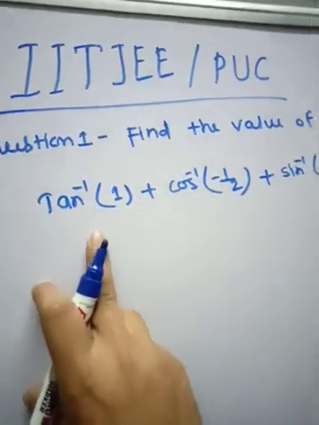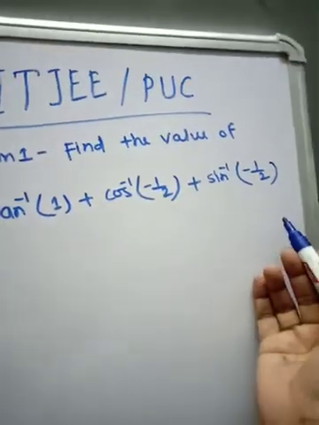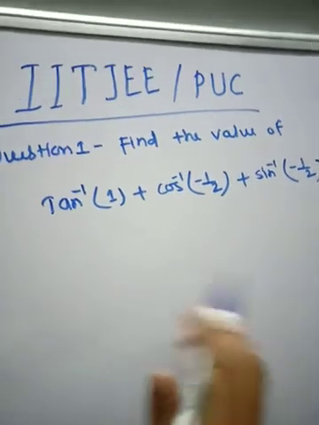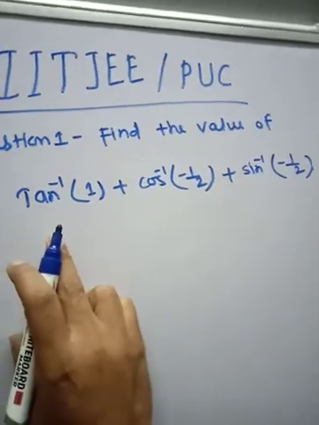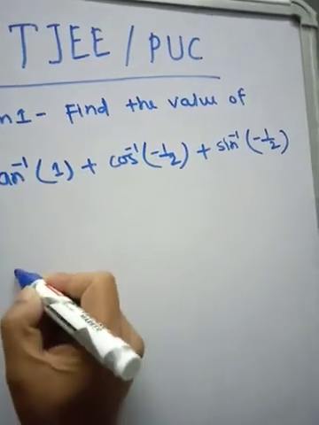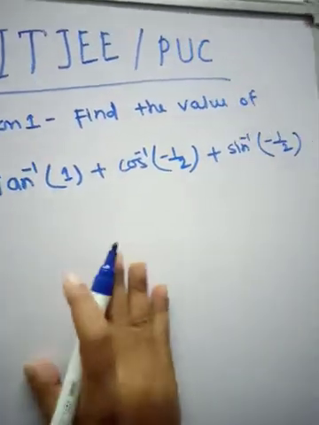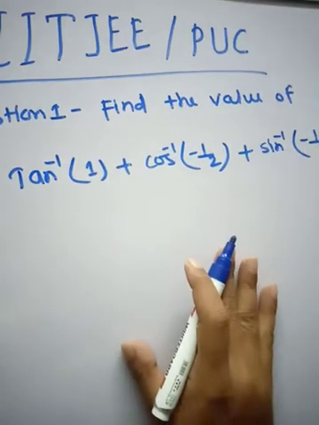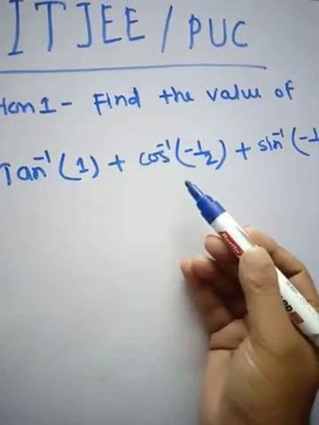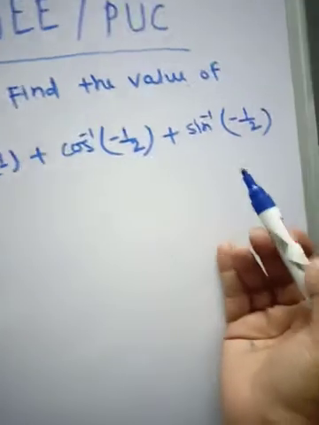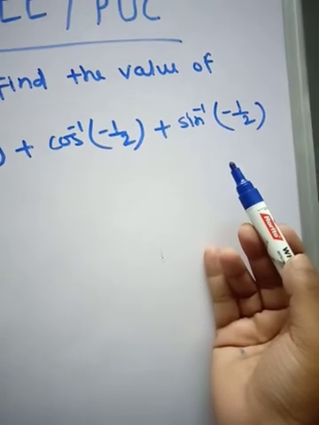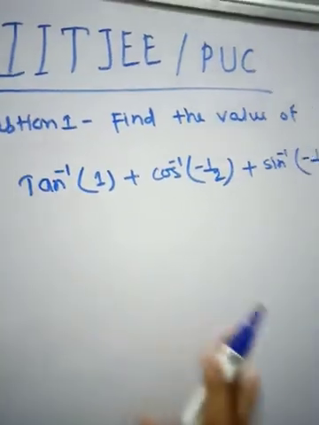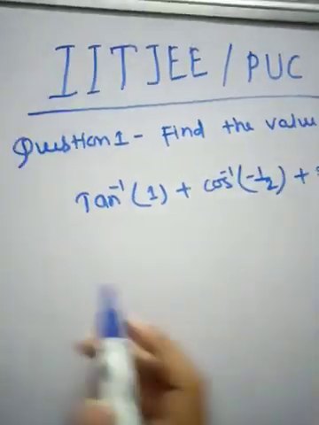The first question is, what is the value of tan inverse 1 plus cos inverse minus half plus sin inverse minus half? So we know that in principal value functions, tan inverse will lie between minus pi by 2 to pi by 2, cos inverse x will lie between 0 to pi, and sin inverse x will lie between minus pi by 2 to pi by 2. So these things we have to remember while solving this.